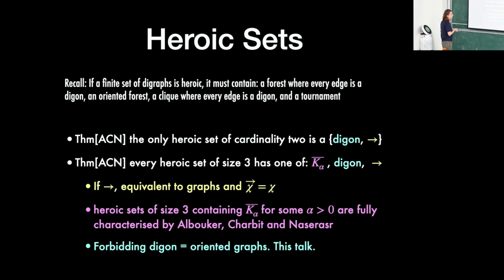So the only remaining case that is not the Gyarfas-Sumner conjecture is when we forbid a digon, and this we call oriented graphs. By only remaining, you mean to characterize heroic sets of size 3, right? Yes, you can still ask questions about larger sets. I see. But yeah, heroic sets of size 3 are the first interesting case. And again, because of this, somehow you would expect large heroic sets may be a bit uninteresting.